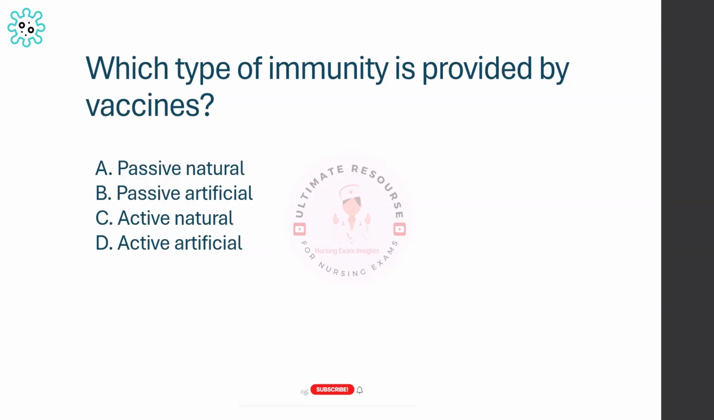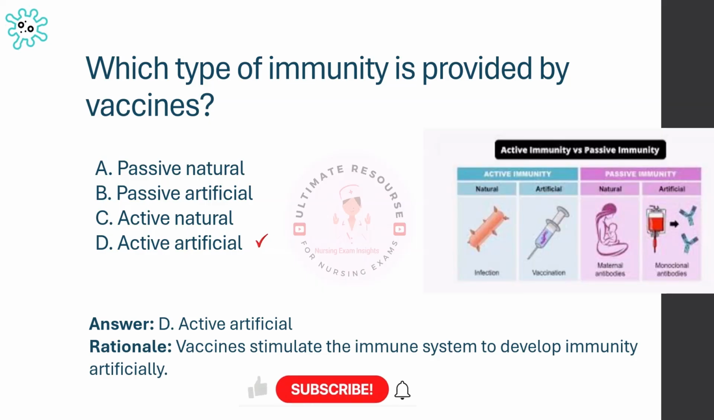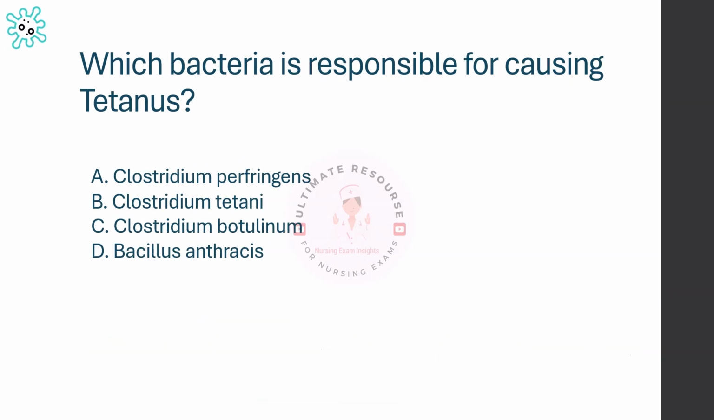Which type of immunity is provided by vaccines? Options are A. Passive natural, B. Passive artificial, C. Active natural, D. Active artificial. The answer is D. Active artificial. Vaccines stimulate the immune system to develop immunity artificially. Whereas if a person gets the infection, their immunity against the particular disease is active natural. Whereas passive immunity also we can have natural and artificial, as you can see in the picture.